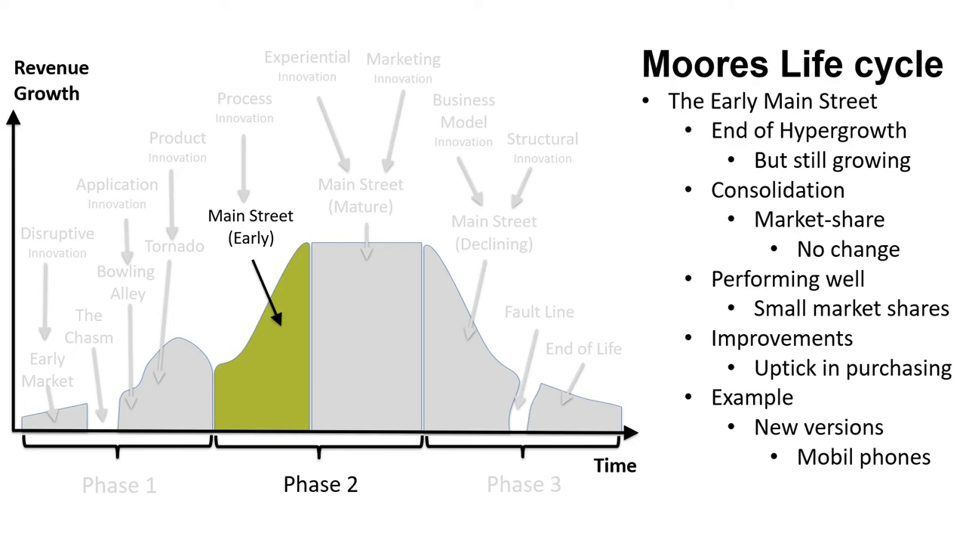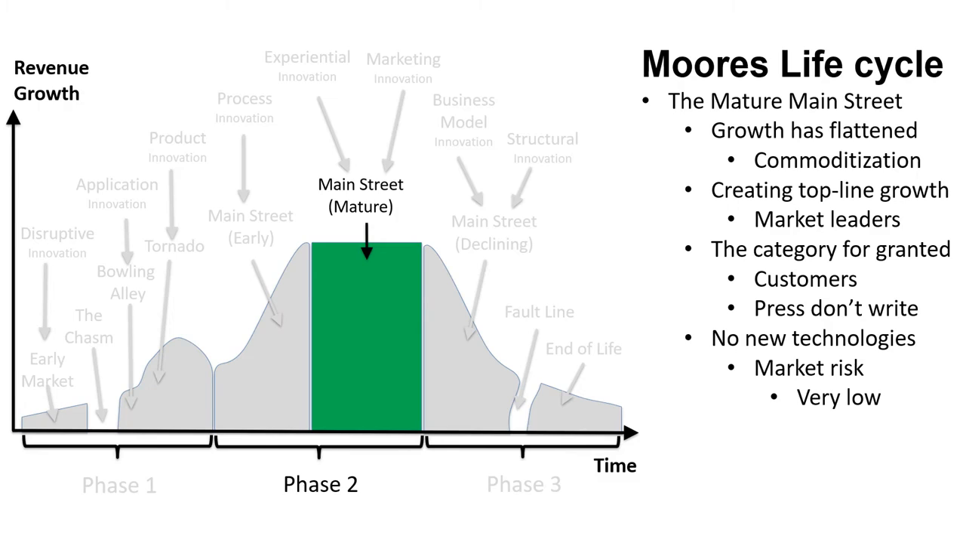Stage 5. The early Main Street. The era of hypergrowth has subsided, but the category is still growing nicely. The first wave of consolidation results in a market share pecking order that is unlikely to change in a long time. Even the companies with small market shares are typically performing well. Customers are focused on seeing systematic improvements in the offering and reward each with an uptick in purchasing. New versions of mobile phones are a classic example of this phenomenon.